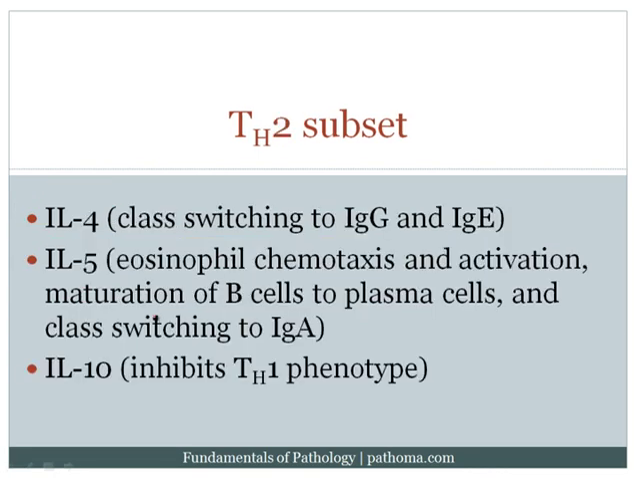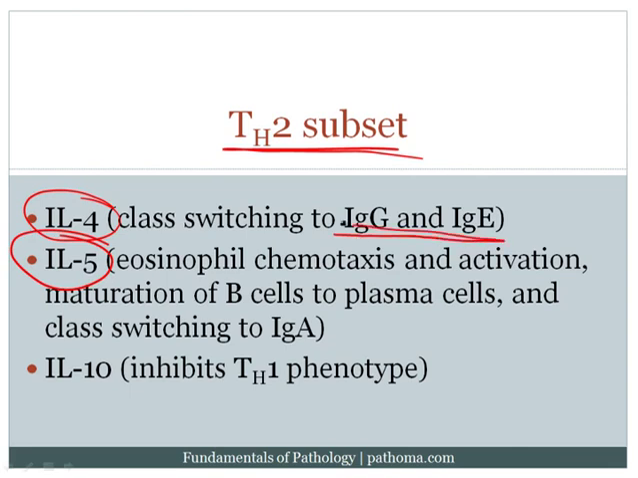The Th2 subset helps the B cells by producing IL-4 and IL-5. These are really the two big molecules that you need to be familiar with. The IL-4 causes class switching to IgG and IgE, and the IL-5 helps to bring in eosinophils, causes maturation of B cells to plasma cells, and allows for class switching to IgA.